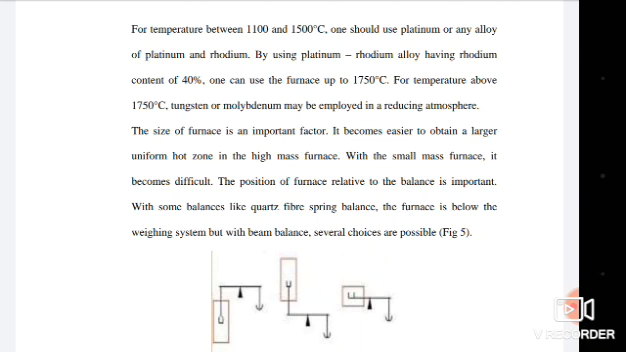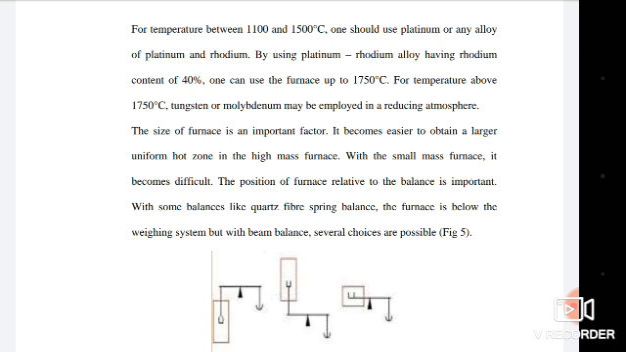For temperatures above 1750 degrees Celsius, tungsten or molybdenum may be employed in a reducing atmosphere, because they have a high melting point. So tungsten or molybdenum, the filament or wire used for making the coil for furnaces, is employed in a reducing atmosphere.